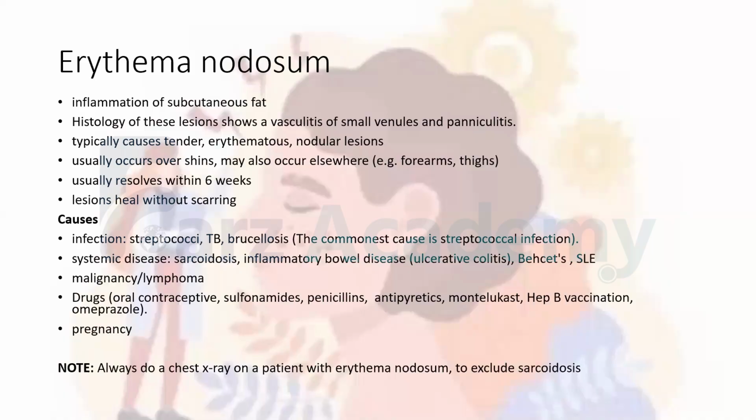When it comes to infection, you will have to remember that the most common organism is streptococcus, and the rheumatological disease that can cause erythema nodosum is sarcoidosis. So always remember, whenever you have a patient with erythema nodosum, always rule out sarcoidosis. Do a chest X-ray to confirm that this patient does not have sarcoidosis. Whenever you see that, the first thing that has to come to your mind is sarcoidosis. Pregnancy is also another common cause. There are certain drugs that can lead to erythema nodosum as well. They are OCPs, sulfonamides, penicillins, antipyretics, montelukast. Even after hepatitis B vaccination, some cases have been reported to have erythema nodosum. Another commonly used proton pump inhibitor, omeprazole, is also known to cause erythema nodosum.